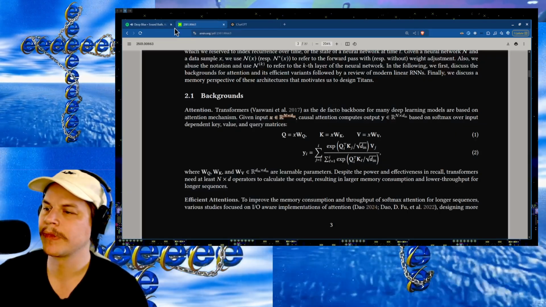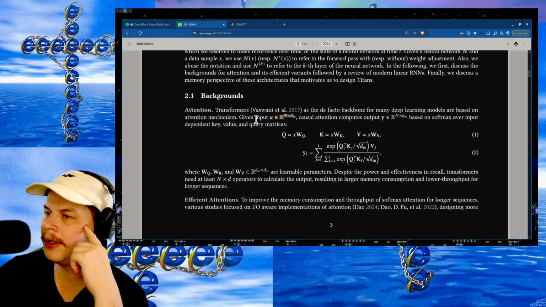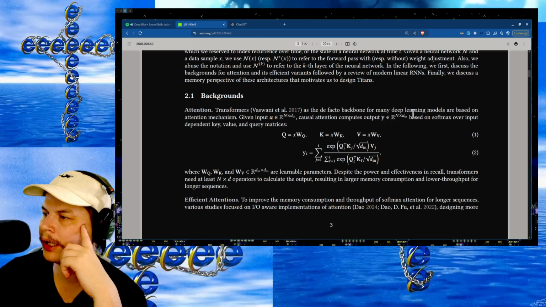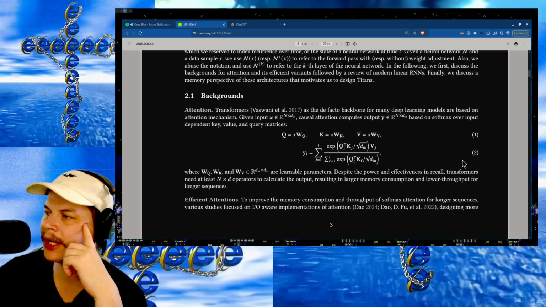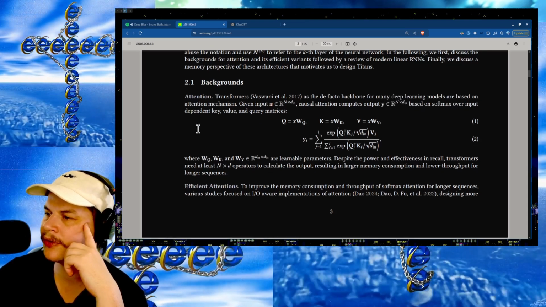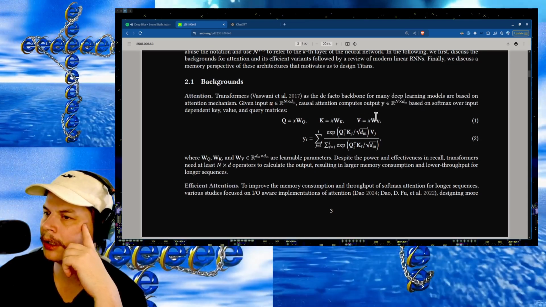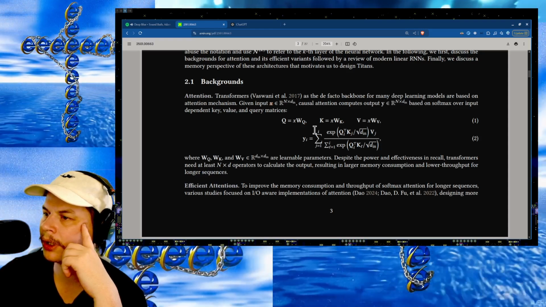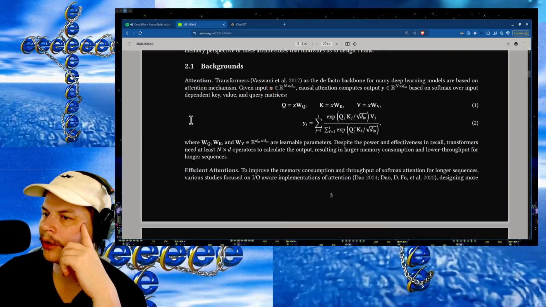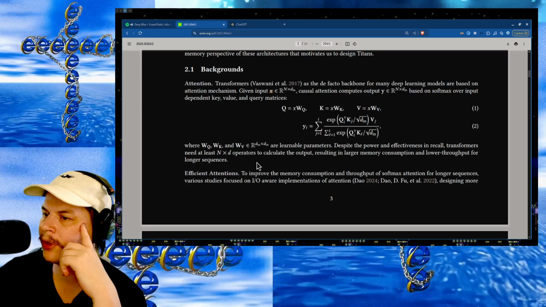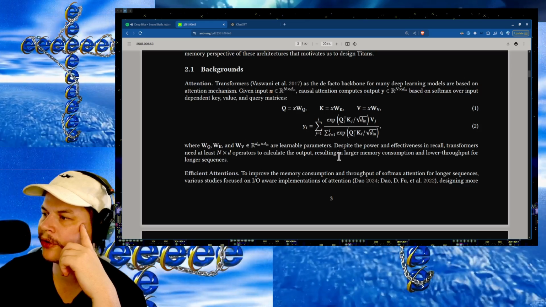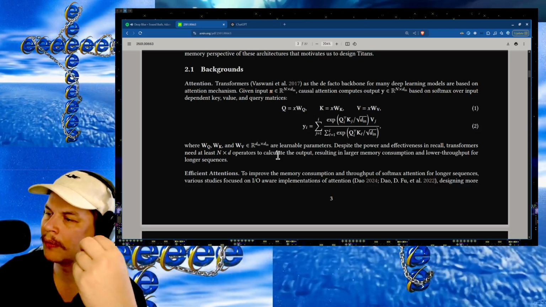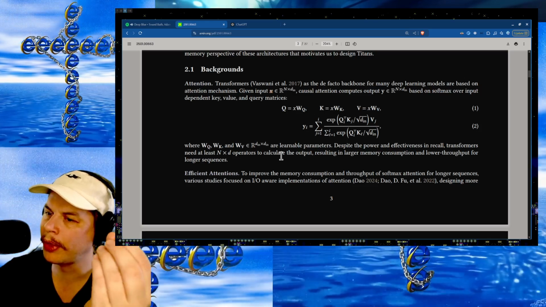Let's go to 4.0. Okay, so given input X ∈ R^(N×d_in), causal attention computes output Y ∈ R^(N×d_in) based on softmax over input dependent key, value, and query matrices, where W_Q, W_K, and W_V are learnable parameters. Despite the power and effectiveness in recall, transformers need at least N×d operators to calculate the output, resulting in larger memory consumption and lower throughput for longer sequences.